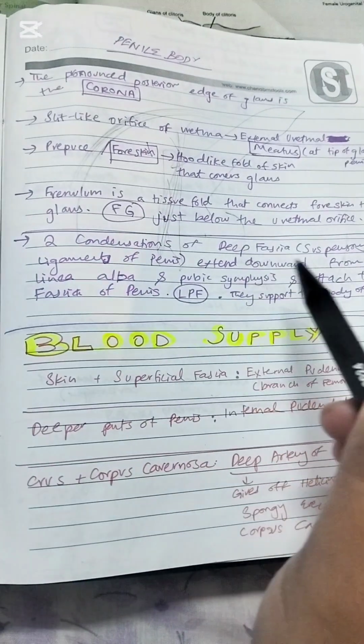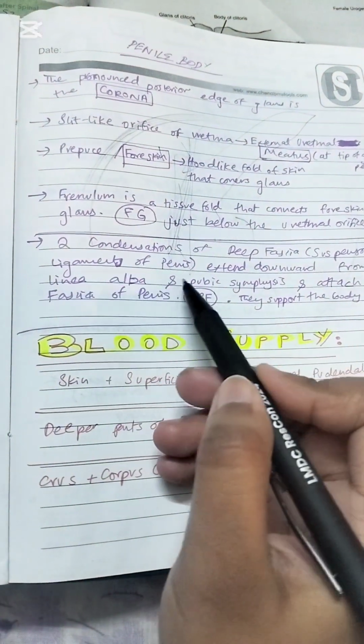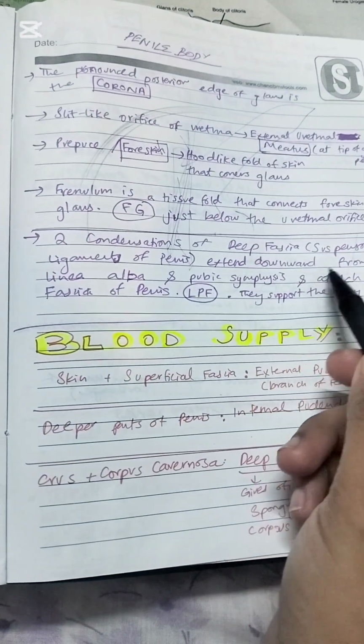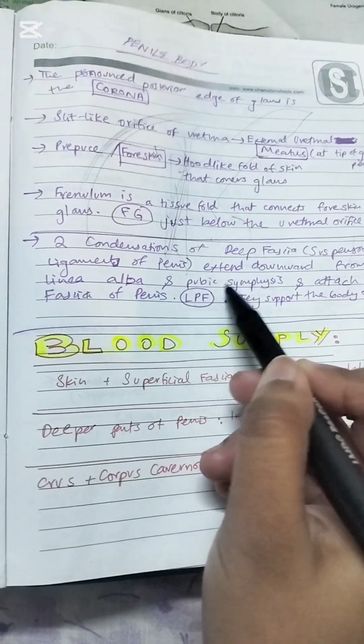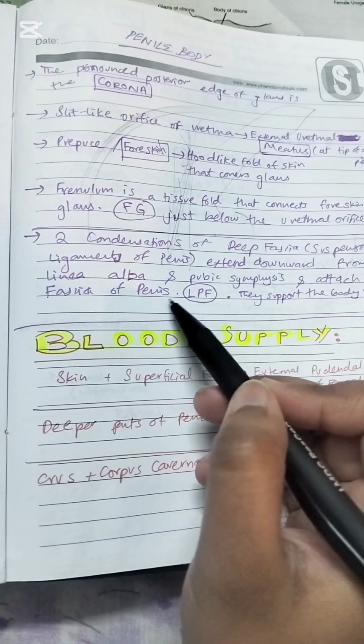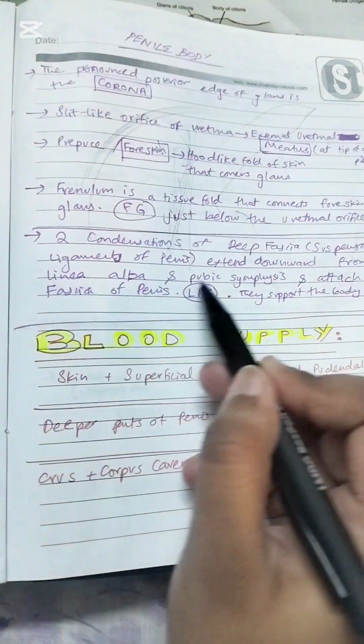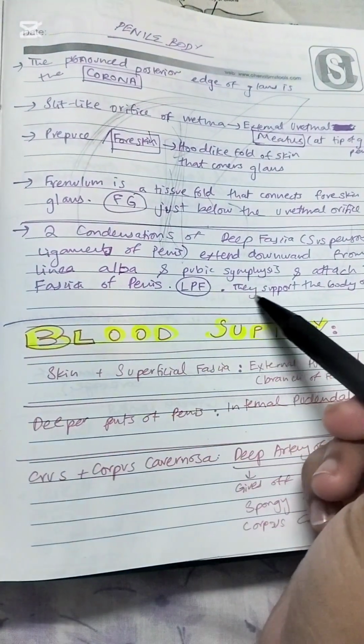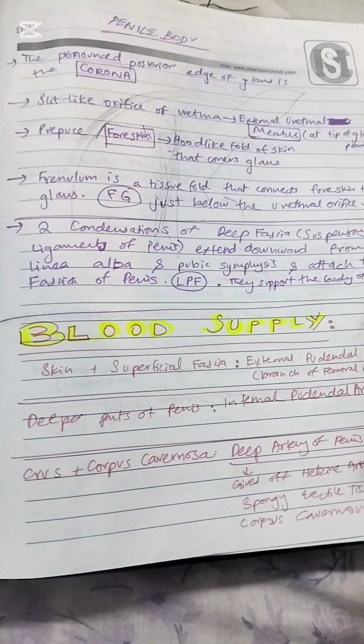And we have two condensations of deep fascia, which are the suspensory ligaments of the penis. They extend downwards from the linea alba and the pubic symphysis, and they attach to the fascia of the penis. So LP and F: linea alba, pubic symphysis, and fascia of the penis. They are basically going to support the body of the penis. They are condensations of deep fascia.